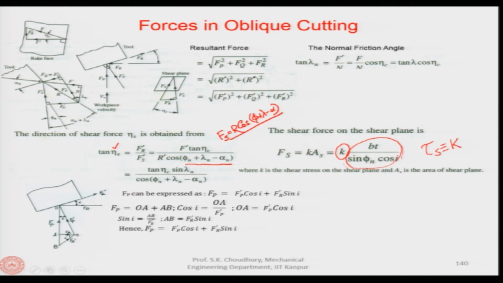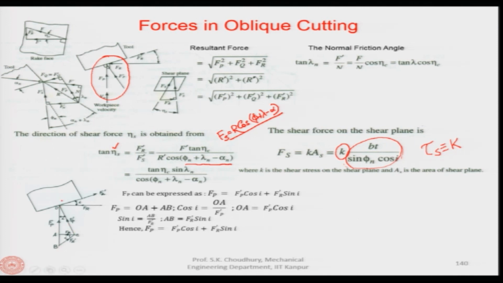Now, Fp can be expressed as Fp prime cos i plus Fr prime sin i. So, this you can find out from this curve or from this diagram. If you extend this view or extend this part, so let us say at this the Fp is acting like that.